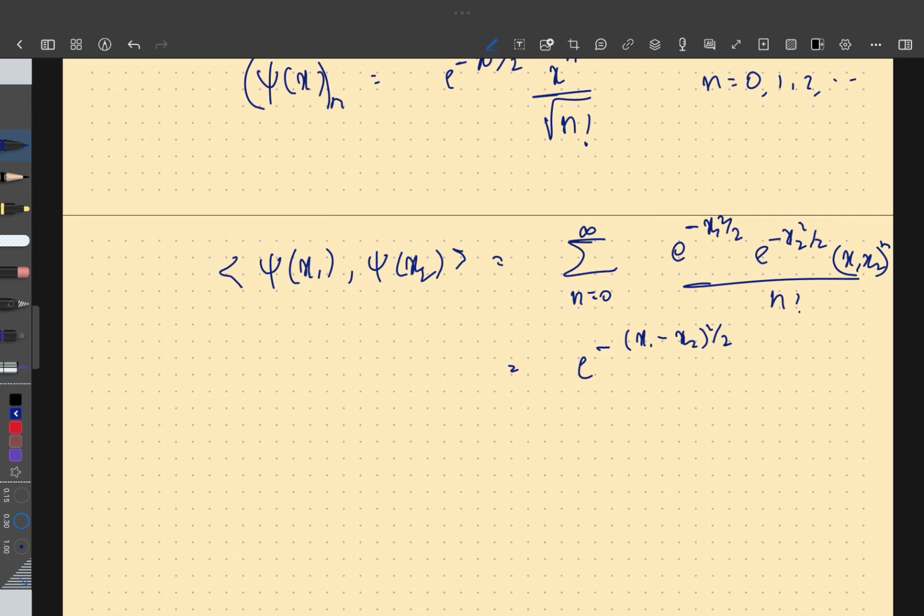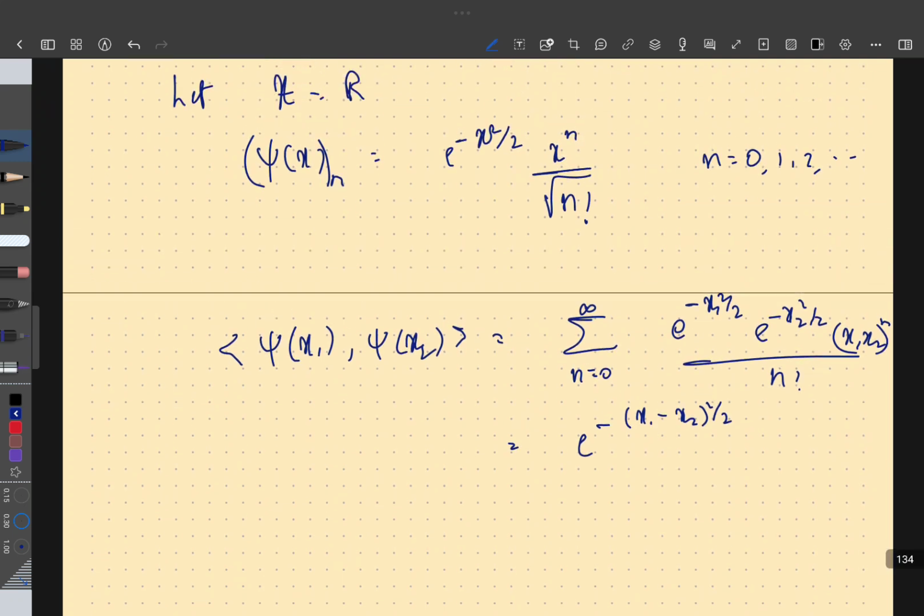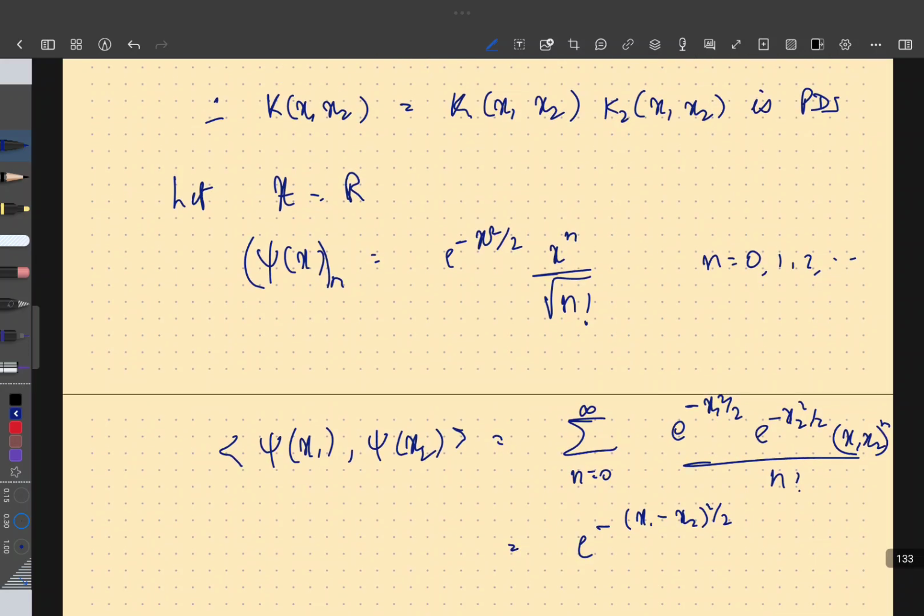Alright, so now we also have the explicit embedding into the feature space. So the feature space for the Gaussian kernel is an infinite-dimensional space.